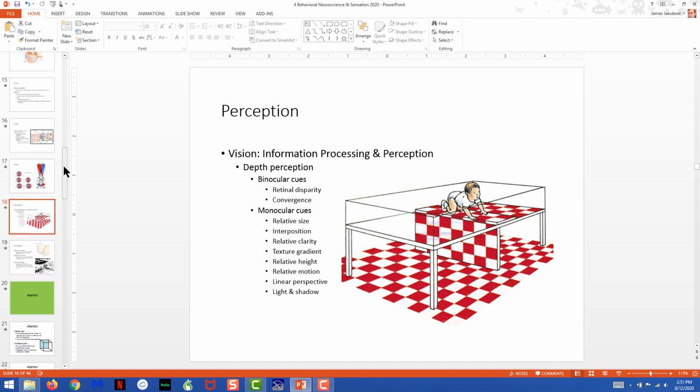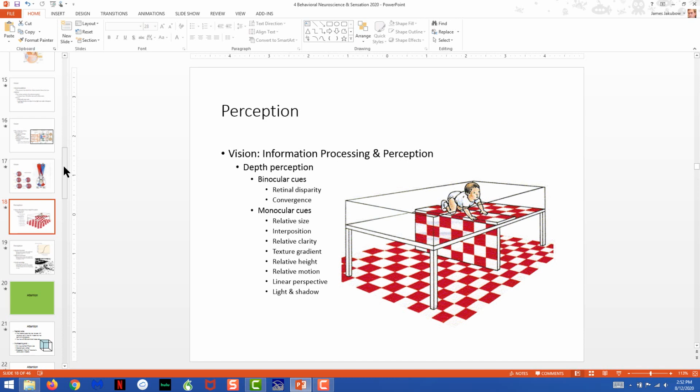Now, if you've got one eye and you only have monocular cues, can you not see distance? Well, absolutely you can, because there are many different types of cues that are not binocular, like retinal disparity or convergence, but that can come from a single eye.